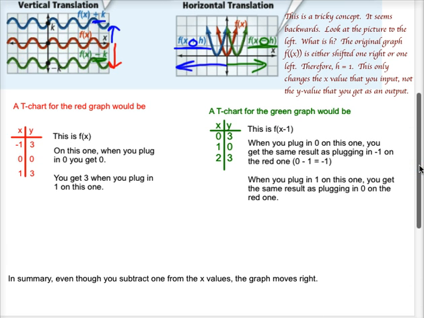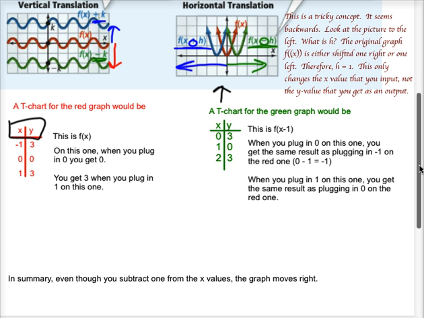Now, if you jump below, here's a t-chart for the input and output values. Note both of these are coming from this graph. Here is going to be our f of x over here, this table of values. So on this one, you plug in 0, you get 0. You plug in -1 or 1, you get 3.